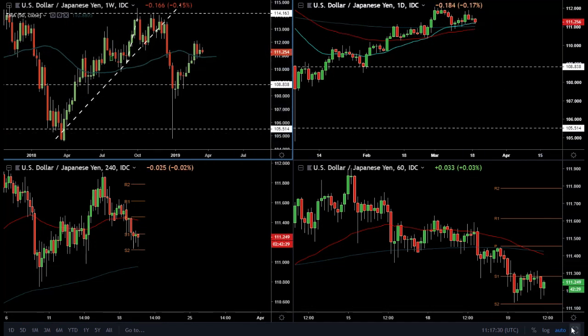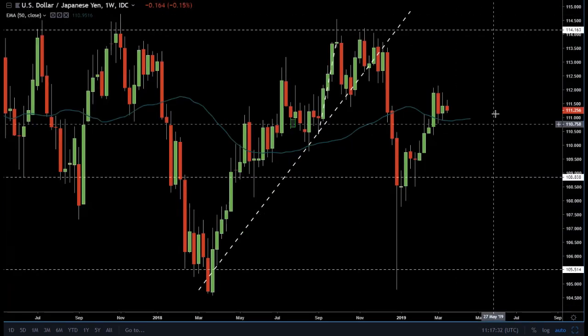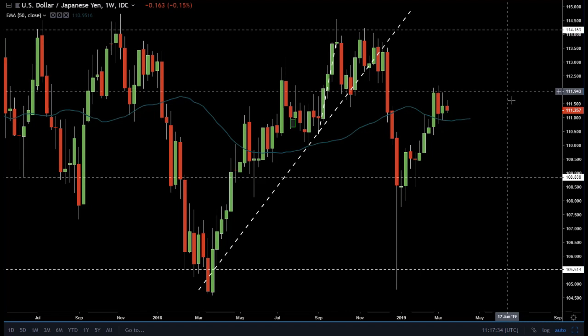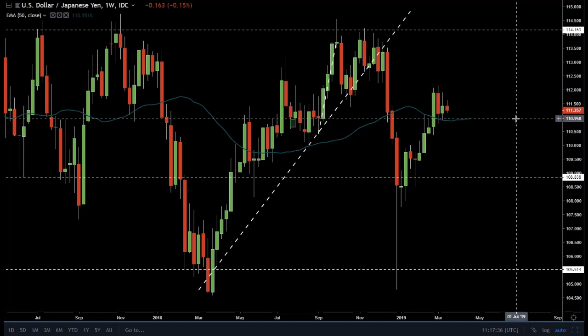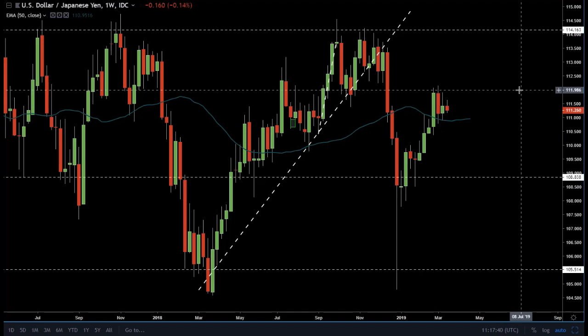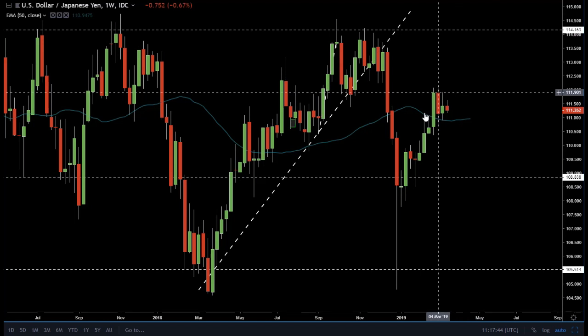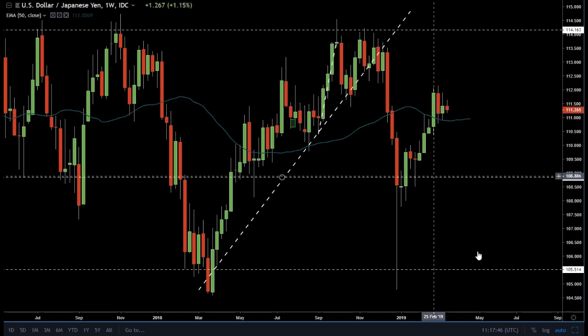Dollar yen again, weekly, we managed to go up the 50 EMA, but we stayed put at the 112 resistance. And now we are literally between the 111 and the 112 resistance, which is never a good place to be. Basically resistance and a 50 EMA, because again a range could occur, and this is what we can see again happening.